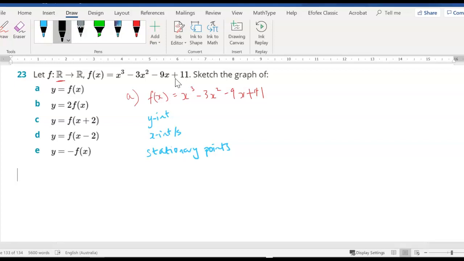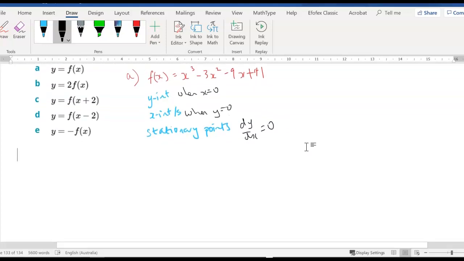So your y-intercept is when x equals 0, your x-intercepts are when y is equal to 0, and your stationary points are when your gradient is equal to 0. We've covered x-intercepts and y-intercepts, you have done ever since probably year 9, maybe even earlier. We've just learned stationary points. So we're adding an extra element, but with this question, the hard part is actually finding the x-intercept. So let's go ahead and do all of them.